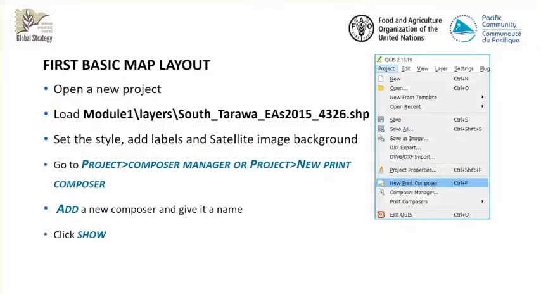Because now we are going to do the first hands-on, okay? Now we have South Tarawa, which we have already done, and I want you to prepare a basic layout in the Map Composer. I will show you step by step. We have the satellite image background, and I want you to set the style for the South Tarawa layer.